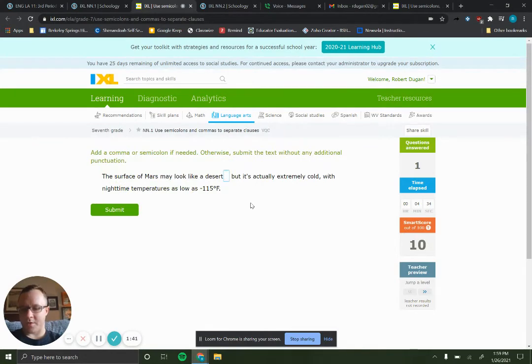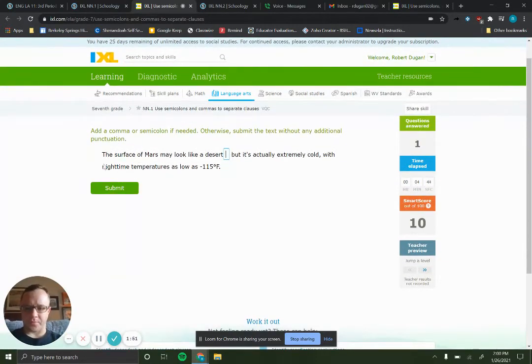And it's correct. So think of a semicolon like a scale. If we have a complete sentence on each side of the scale and the scale is balanced, then we have a semicolon. Okay? The surface of Mars may look like a desert, but it's actually extremely cold, with nighttime temperatures as low as negative 115.